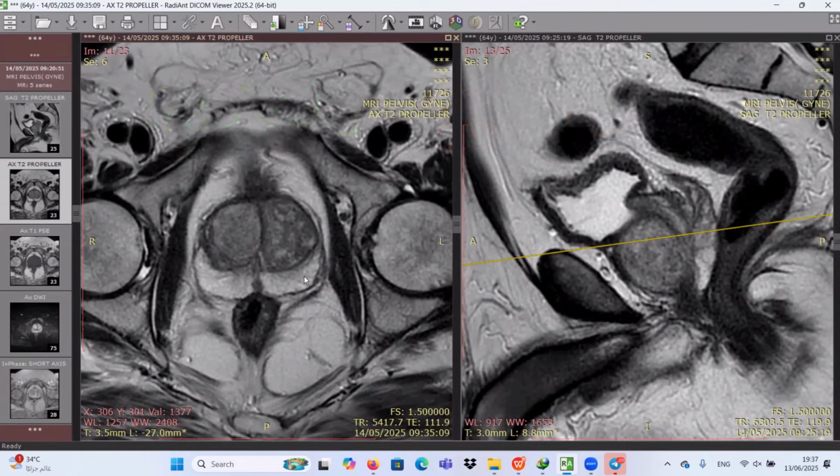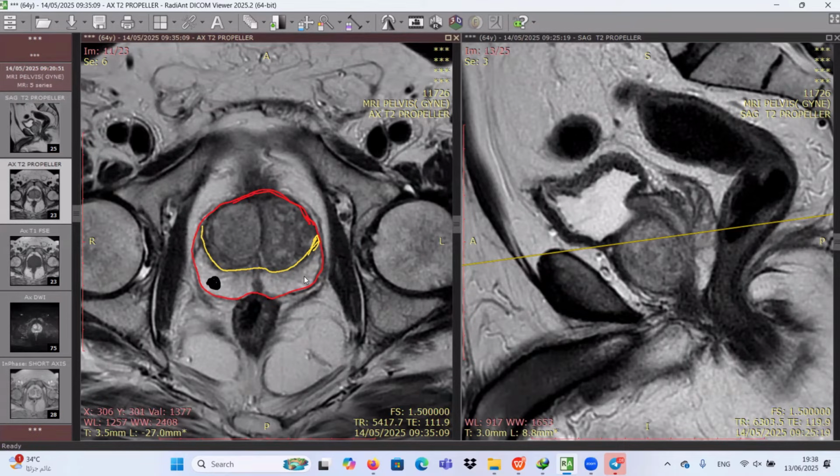We have also some important tips. This is the anatomical capsule of the prostate. And this is called the surgical capsule of the prostate. So the anatomical capsule is surrounding the prostate, and it's very important in the staging of prostatic cancer. Once we have any focal lesion at this area, you should comment on the anatomical capsule of the prostate.